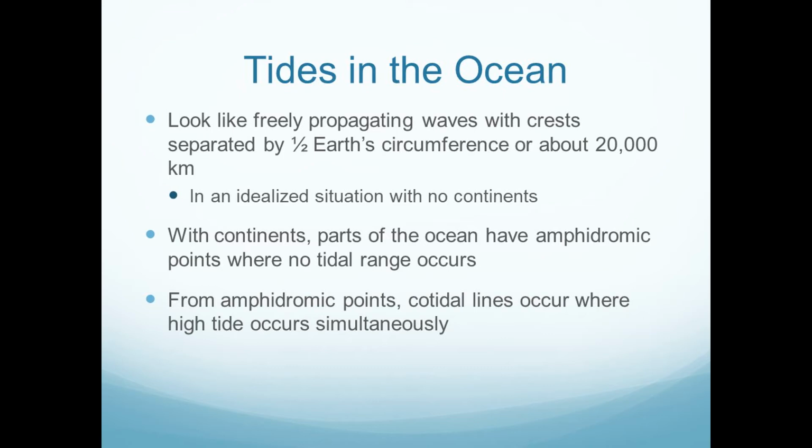But because we have continents, it creates what's known as amphidromic points. And these are areas where there is no tidal influence whatsoever. And then off of these amphidromic points, you can get cotidal lines. That is where you have high tides occurring at the same time. So there's an image in your textbook that you can look at for these particular definitions.